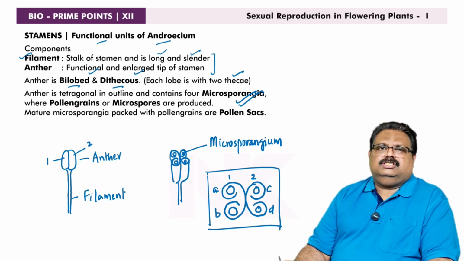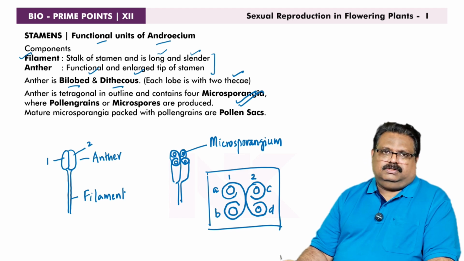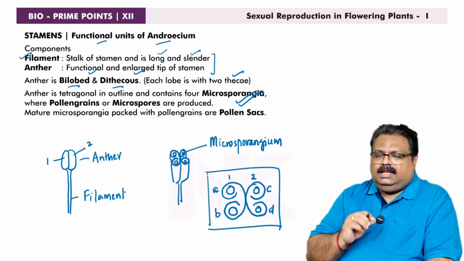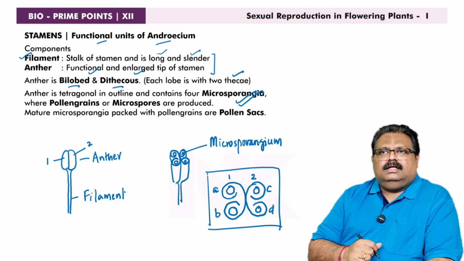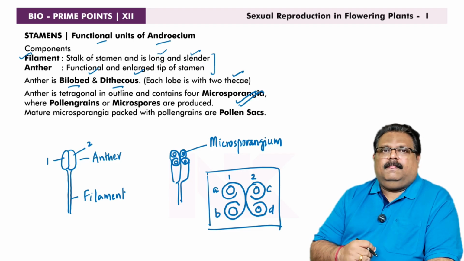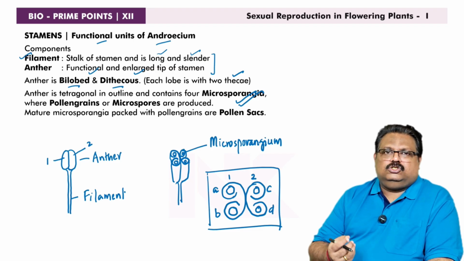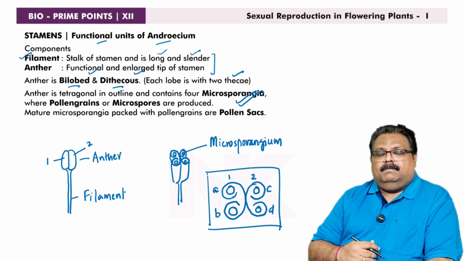Then what is a microsporangium? Microsporangium is the region where microspores are produced. The production of microspores is called microsporogenesis, and the area where microsporogenesis takes place is called microsporangium. One anther consists of how many microsporangia? 4 microsporangia. So anther is a functional part of the stamen. Anther is bilobed. Each lobe has 2 thecae, so they are dithecous, and altogether there will be 4 microsporangia, so it is called tetrasporangiate.